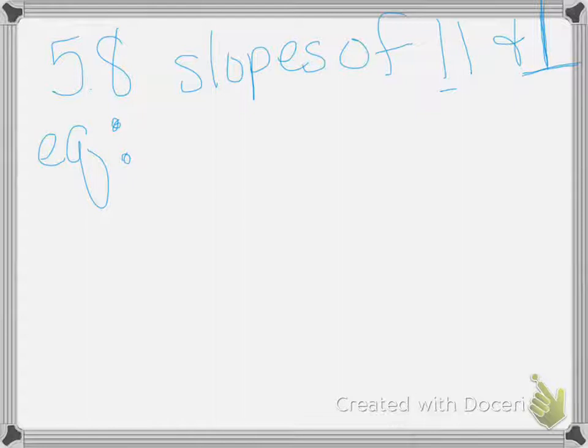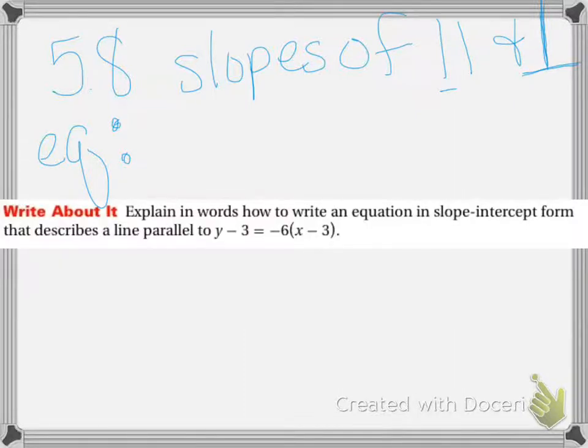is to explain in words how you would write an equation in slope-intercept form that describes a line parallel to y minus 3 equals negative 6 times x minus 3. And by the time we're done, we will solve that problem as well, so you can explain in words how to do it. Alrighty, let's start with our first example.